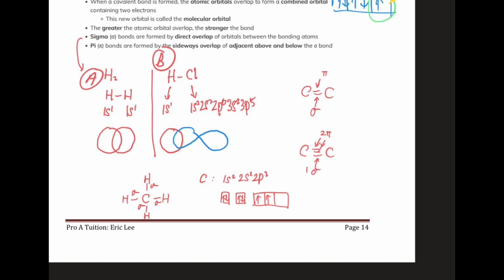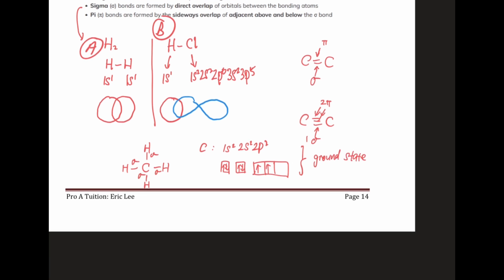So we have to take this as the ground state. Ground state means they are at the lowest energy. They don't have enough energy to form covalent bonds yet. Now, in order to form covalent bonds, they need to go to the excited state. So they need to absorb energy.